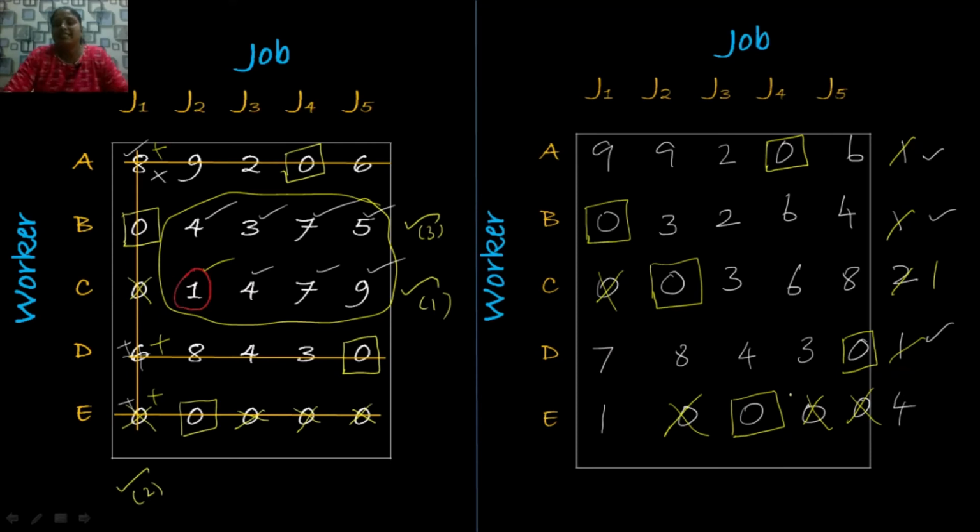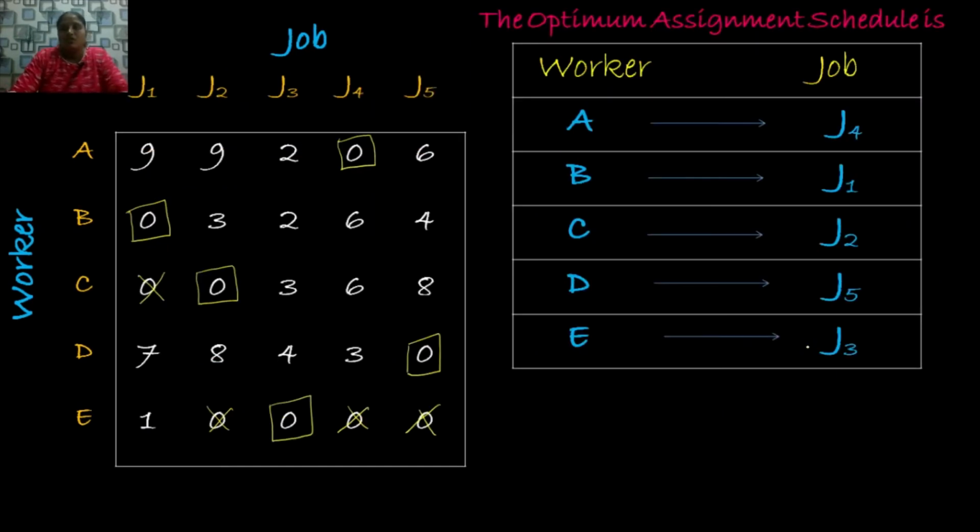So after making assignment, check whether each row has exactly one assignment. So look at all the rows A, B, C, D and E. Each row has exactly one assignment. So which means we have arrived at the optimum assignment schedule. So the optimum assignment schedule is worker A is assigned with job 4, that is A to J4, B is with J1, C with J2 and D with J5 and E with J3.